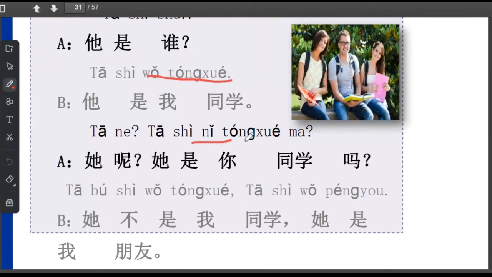Please look at here. 我同学, 你同学, 我同学, 我朋友. Here you can also put 的. You can say 我的同学, 我的朋友. But when the possession indicates a person, the 的 can be omitted. For example, if you say my mom, you can say 我的妈妈, or you can say 我妈妈. My girlfriend, you can say 我的女朋友, or 我女朋友. If the relation indicates a person, this 的 can be omitted.